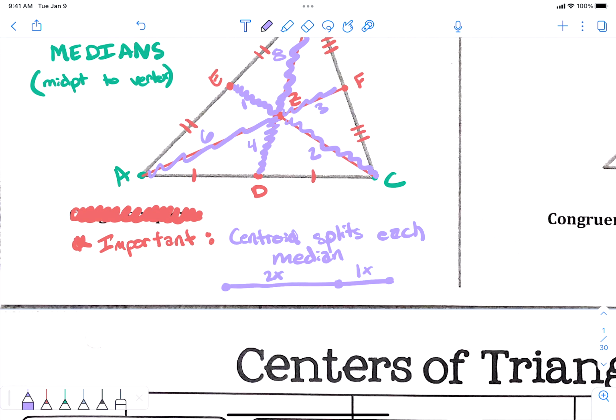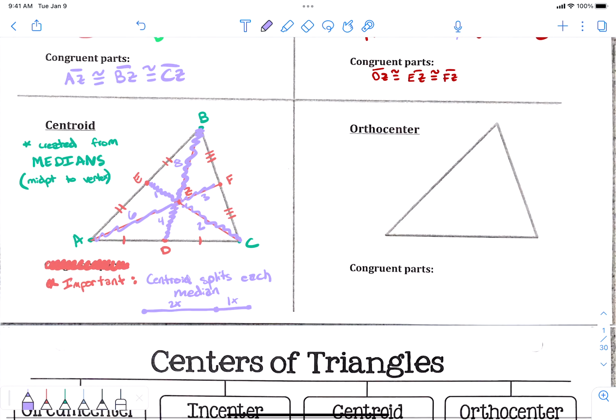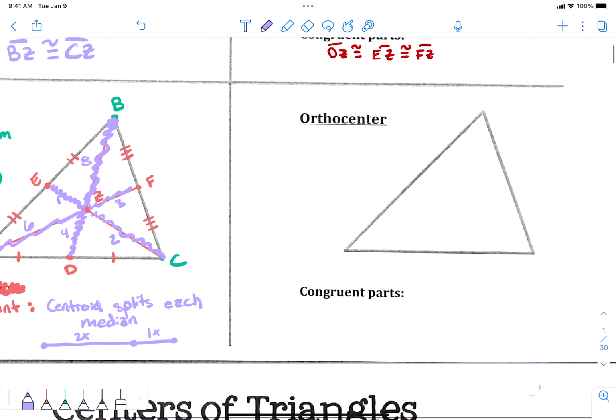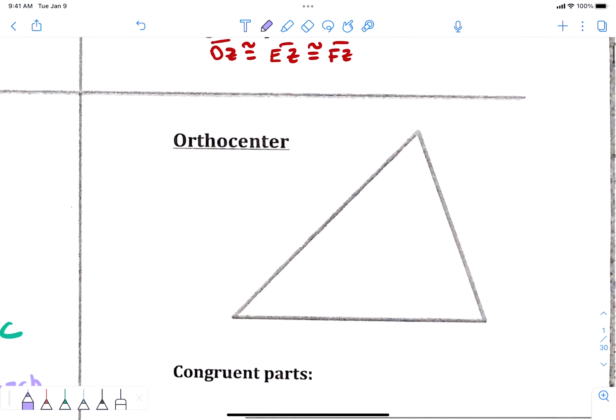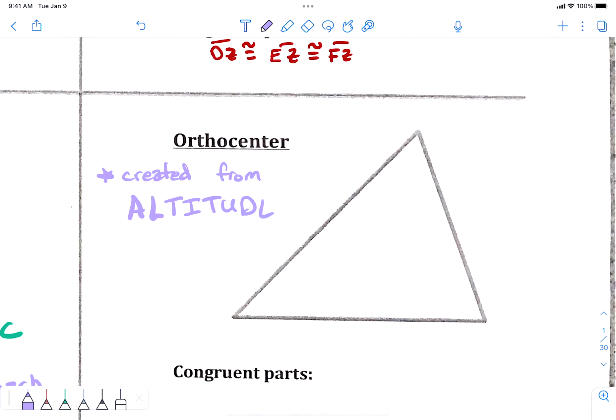Okay, let's go over to this last one, which is called the orthocenter. The orthocenter. Ready? Okay, the orthocenter is created from altitudes. From altitudes. I think we've talked about altitudes before. Have we talked about altitudes before? I don't know. I think maybe we have, kinda. Altitudes. You've heard the word altitude before, though, haven't you?